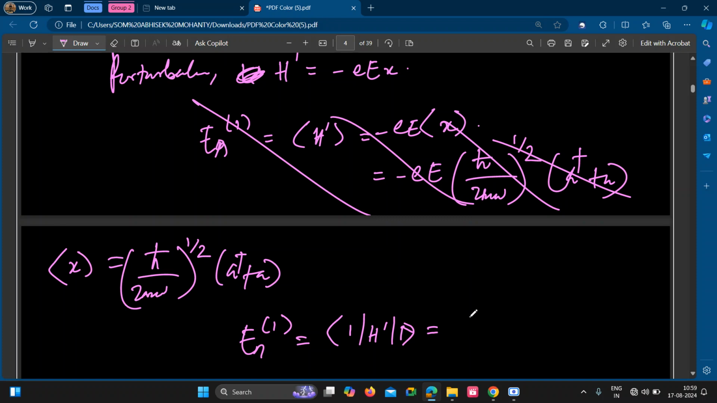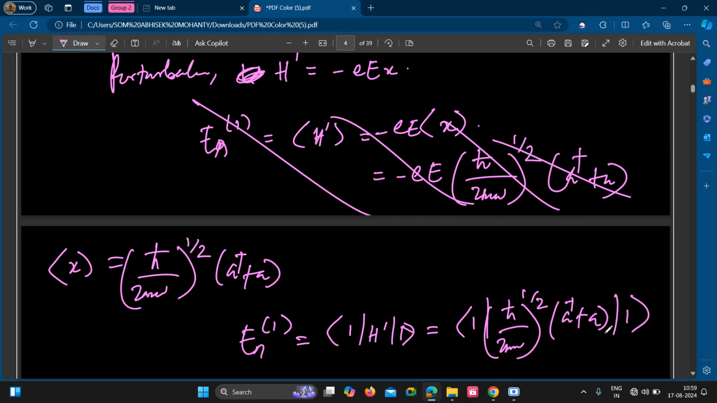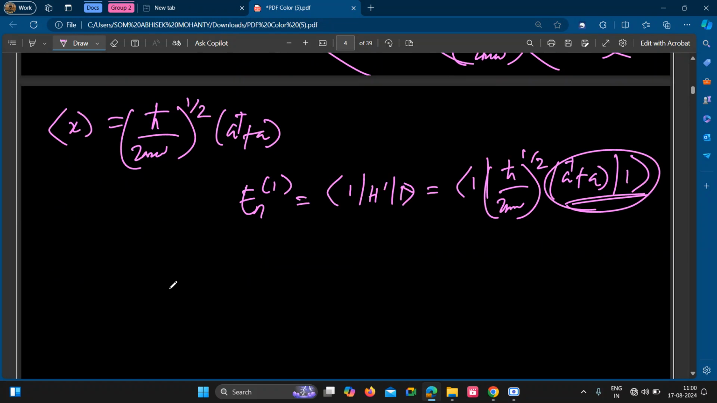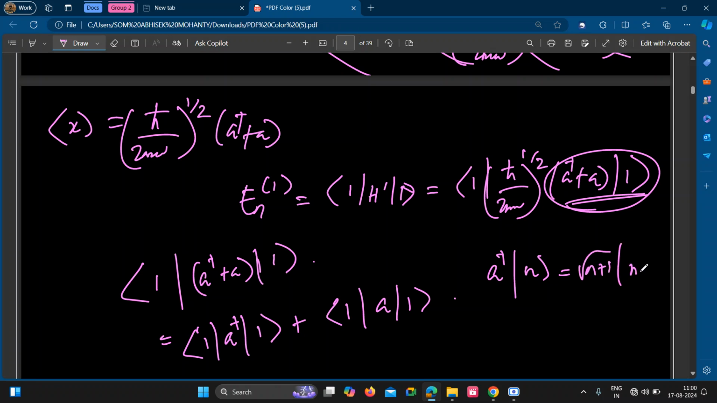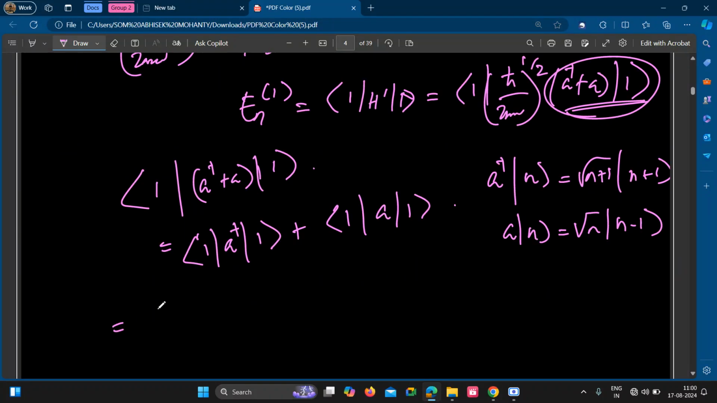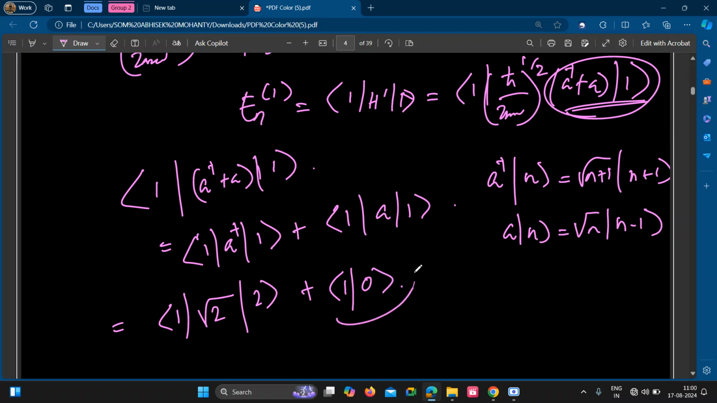If I put 1 squared by 2m omega, a dagger plus a, this will be 0. Because 1 a dagger 1 plus 1 a 1. I told you in the previous question, a dagger of n gives root n plus 1 times n plus 1, the raising operator, and a of n gives root n times n minus 1. So one will lower it, one will raise it. This becomes root 2 times state 2, and the other becomes state 0. The inner product of 1 and 2 is 0, and of 1 and 0 is 0. So the first order correction is 0.